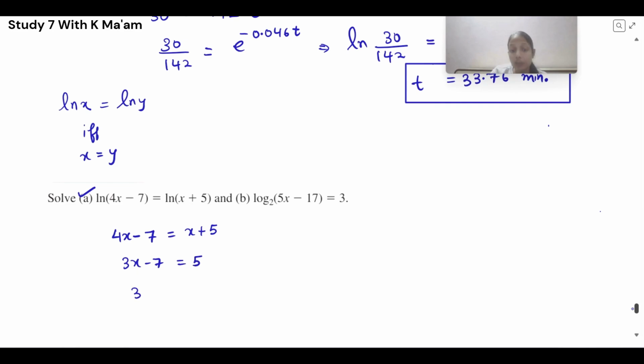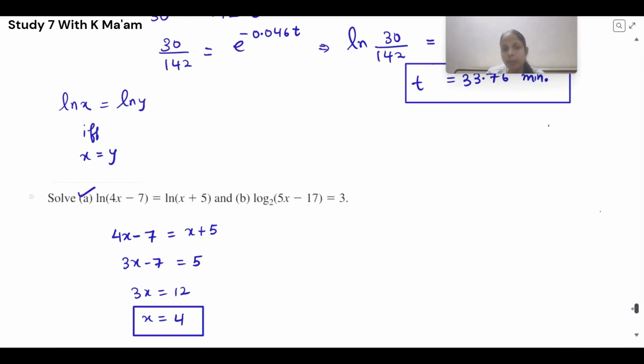Add 7 on both sides. Divide by 3. 4. So the x value is 4. When you calculate this value, make sure to check whether it satisfies the domain or not.